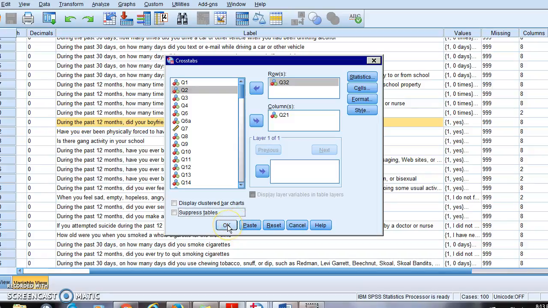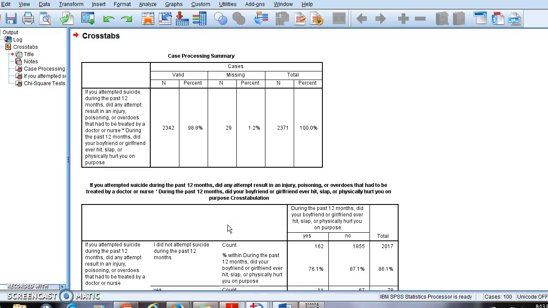Then to get our output, we just hit OK. And this brings up our output. So the top part is a summary of the number of people who responded to the question and what percent of the total respondents responded to that particular question.